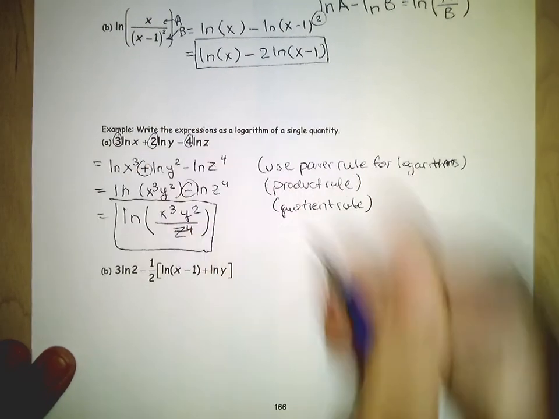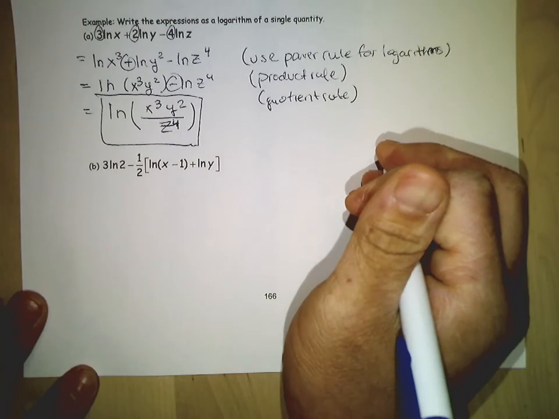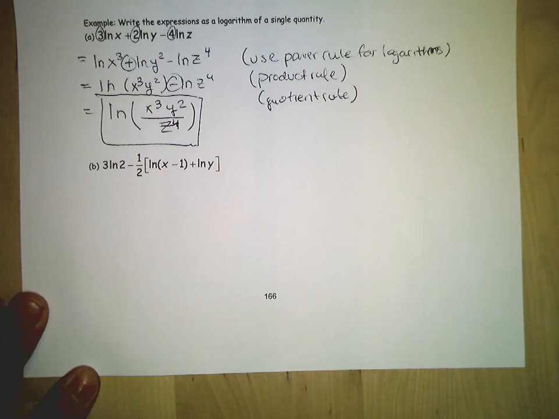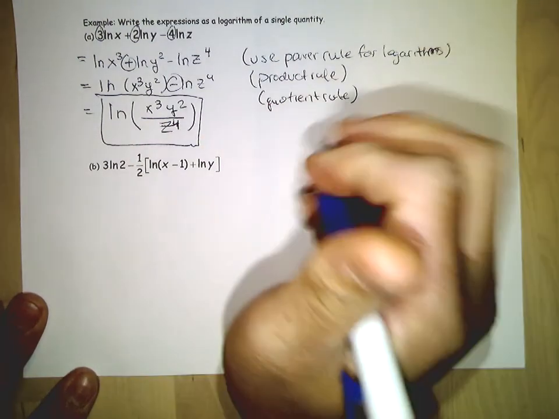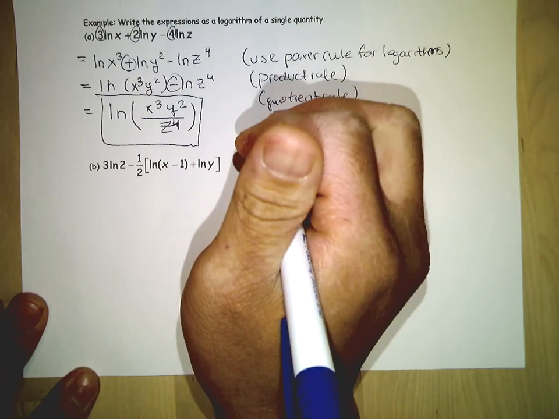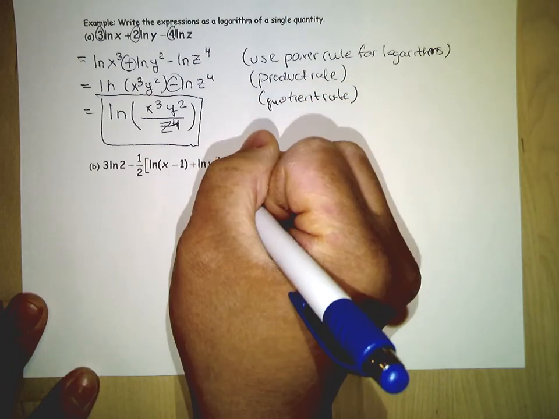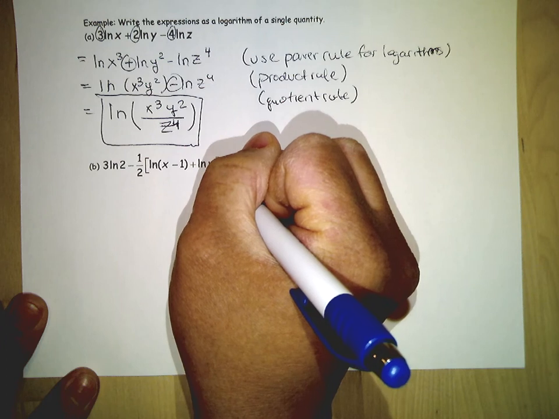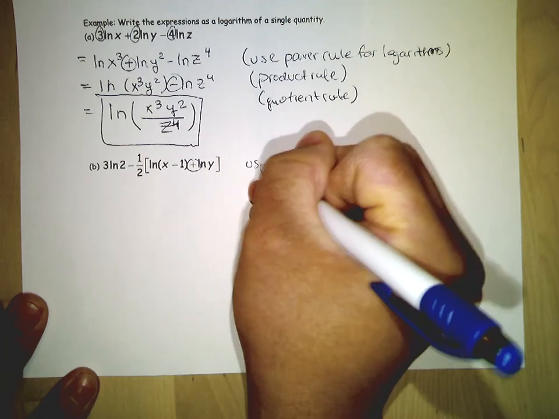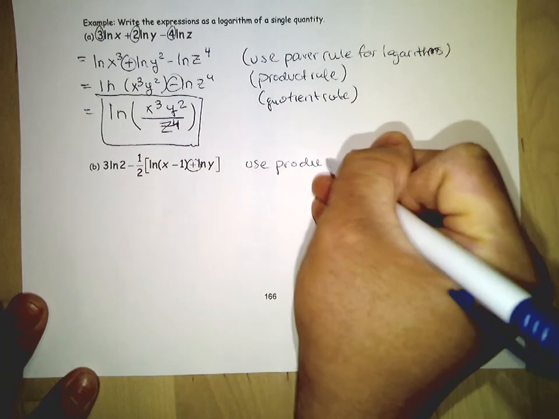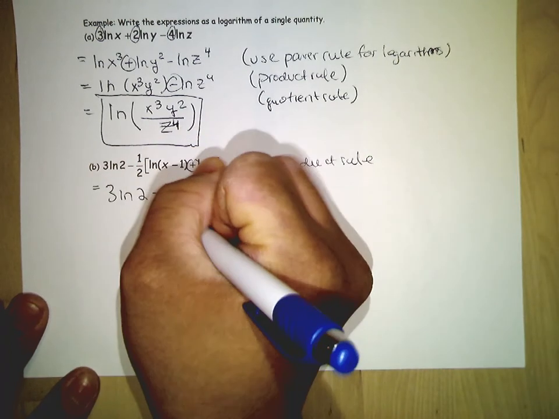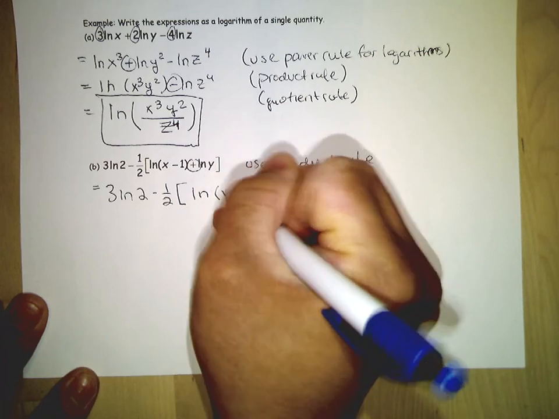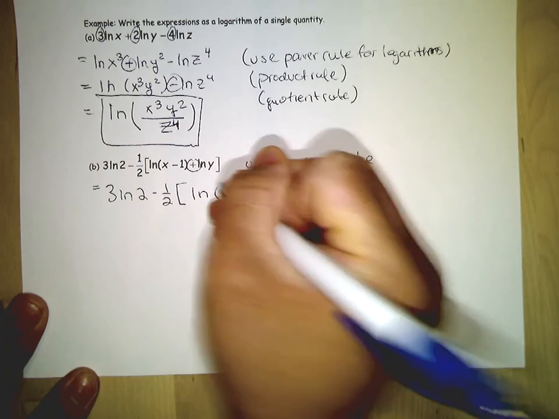So hopefully that all made sense of how to use the properties here to go in reverse. All right, so let's try again. So here you see a whole lot going on. Let's go ahead and work inside of the parentheses first, because that's what you would normally do. So we see the plus here. I'm going to use the product rule and bring these two logarithms back together as a single logarithm, natural log of x minus 1 times y.